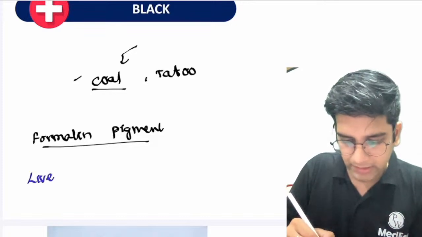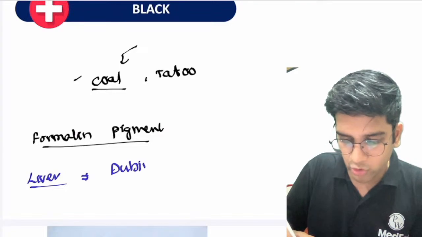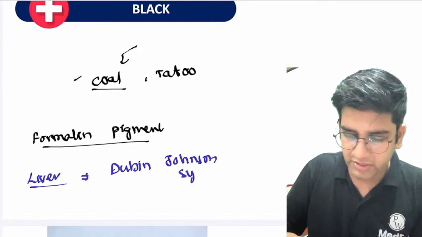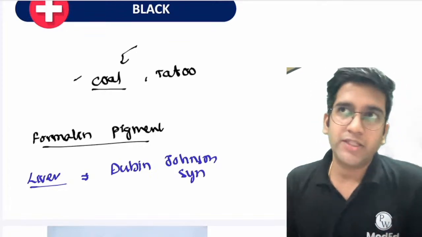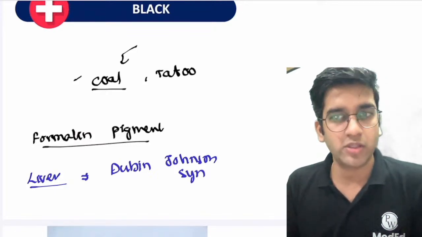In liver biopsy, if you see a black pigment, perfect. Think of a disease syndrome called Dubin-Johnson syndrome, right? Here it's actually like alkaptonuria. It's not exactly black, it's also brown in color. It will have the banana body, it will be brown in color.